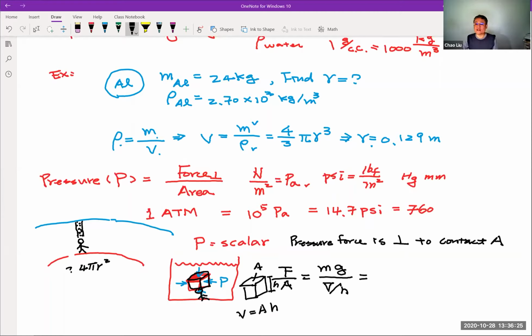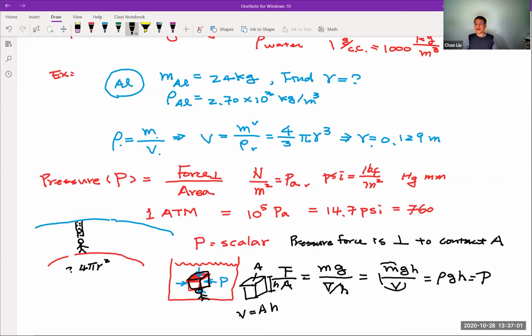I can reorganize this one. I'm going to multiply H on top and the bottom, then I will get mgh over the volume. Now look at the first two things over here, m and V. Isn't that familiar to us, that we just defined something related to this? And that's this one here. So I can rewrite this equation.